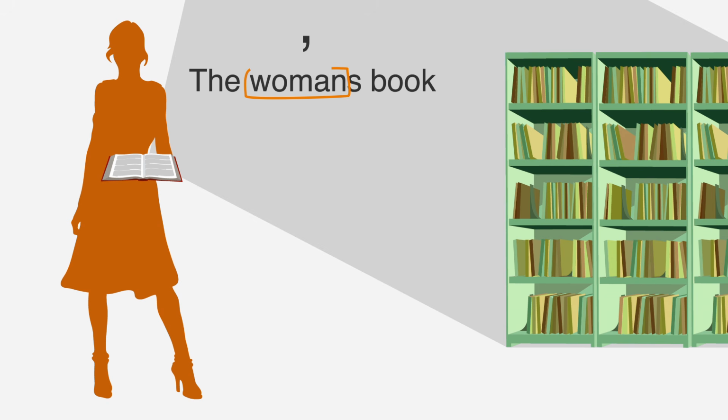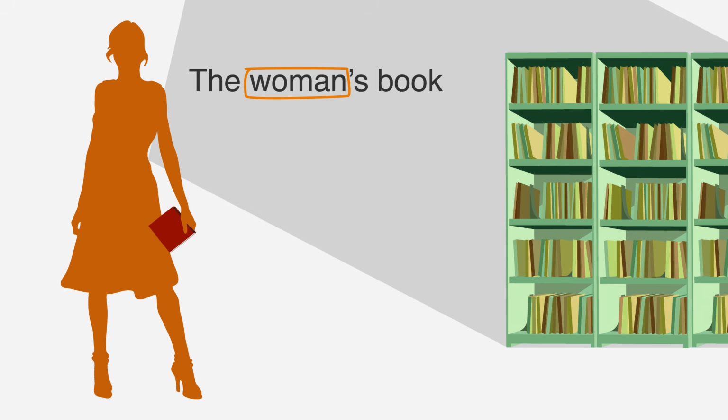The trick is to draw a box around the subject. The apostrophe goes outside the box. In this phrase, the subject is the woman. The correct phrase is, the woman's book, with the apostrophe after the N and before the S. So, we've got singular nouns covered.